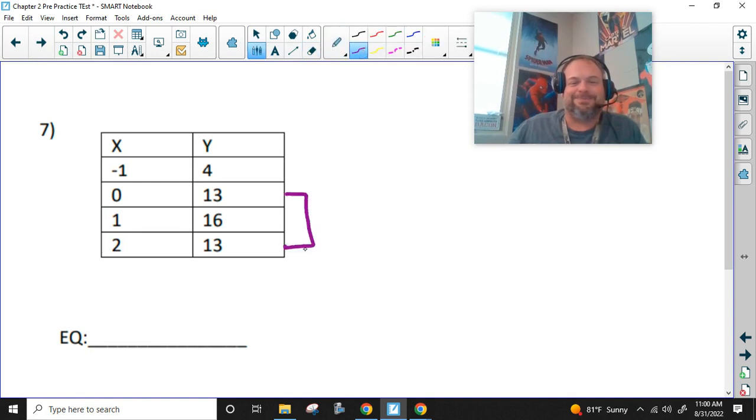So now this was set up vertically. Some people got confused about that, but the rules still apply. You look for where the Y's repeat. That's our H. That's our K. If we go from 16 to 13, that means we went down 3. That's our A value.